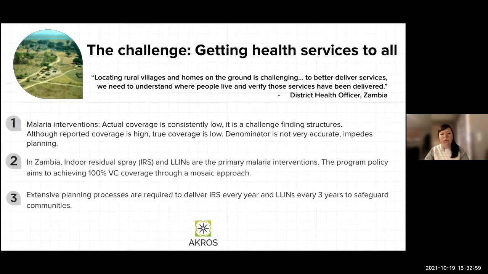And Nazir mentioned this, we need to understand the population and we need to do this in a regular way in order to deliver these interventions, i.e. IRS and LLINs. Next slide.